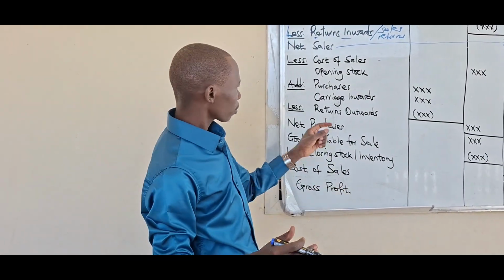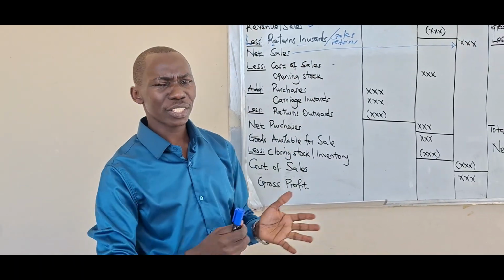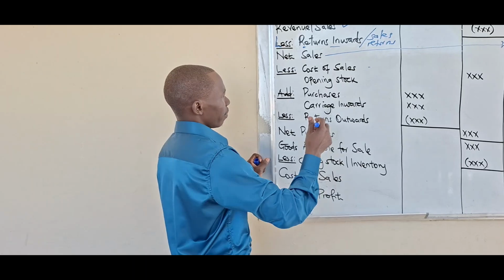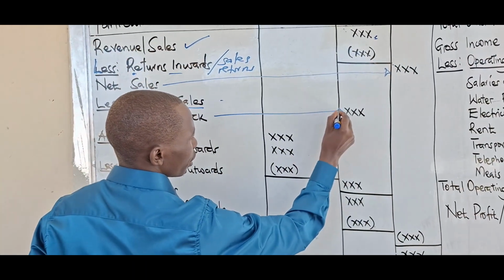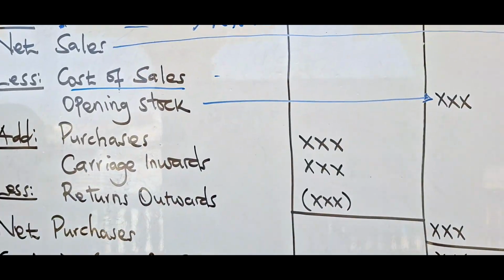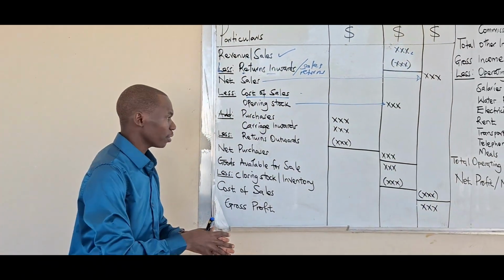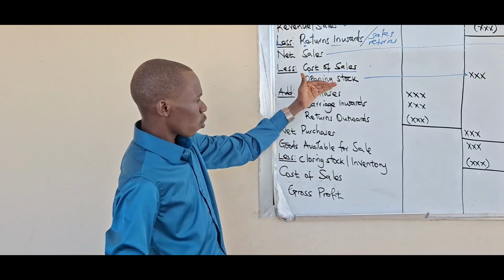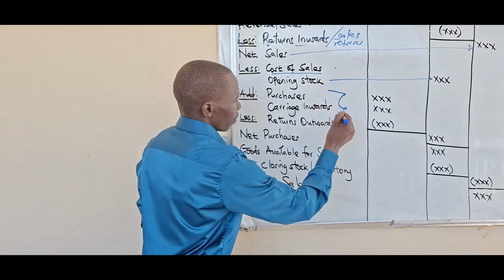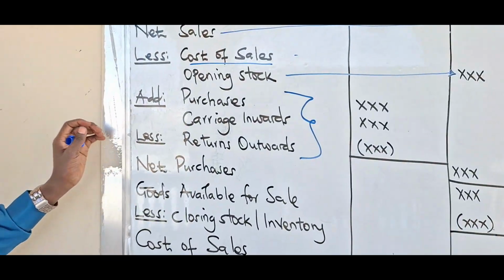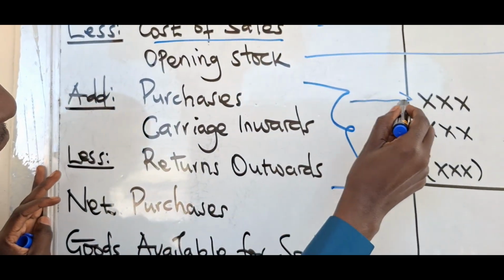So what do you do? You need to calculate the cost of sales. How do you get cost of sales? You will check the opening stock. You record it there. The stock you have at the beginning of the year, or at the beginning of the trading period or accounting period. Then we are going to add our net purchases. But still, chances are high that the net purchases will not be given. We shall get the purchases, which is this one.